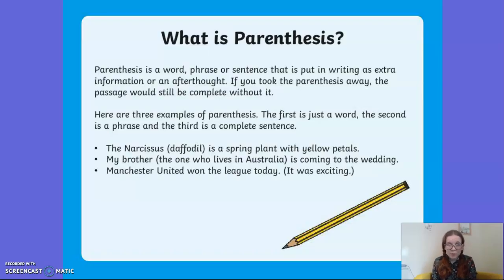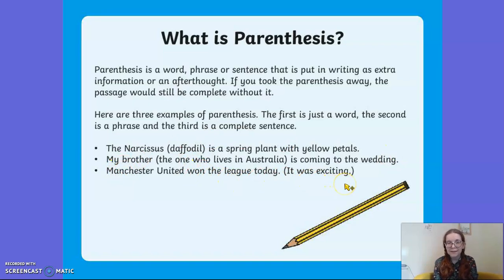So what is parenthesis? It's a word, phrase or sentence that is put in writing as extra information or an afterthought. If you took the parenthesis away, the passage would still be complete without it. Now here are three examples of a parenthesis. Can you spot the difference between them? The narcissus, daffodil, is a spring plant with yellow petals. My brother, the one who lives in Australia, is coming to the wedding. Manchester United won the league today.